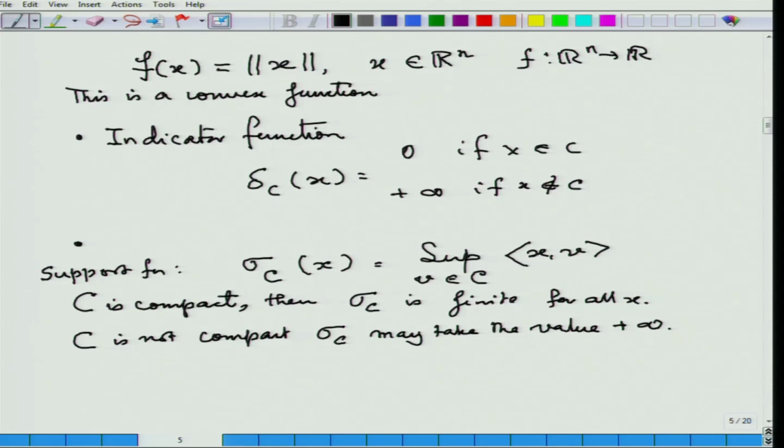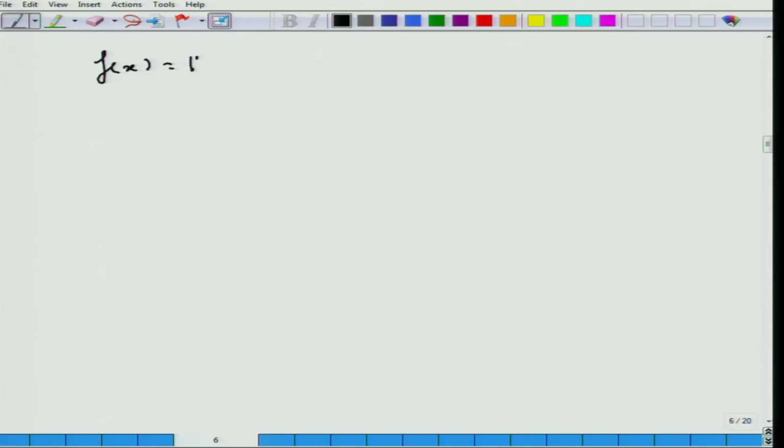Now, let me give you some other examples which could be interesting. Apart from the norm, when we say this is a convex function, we are basically expecting you to write this function. Basically, it is a Euclidean norm. Now, in this case, the unit ball defined by this norm, that is, every x such that norm of x is less than or equal to 1, would be this round ball which everyone knows.